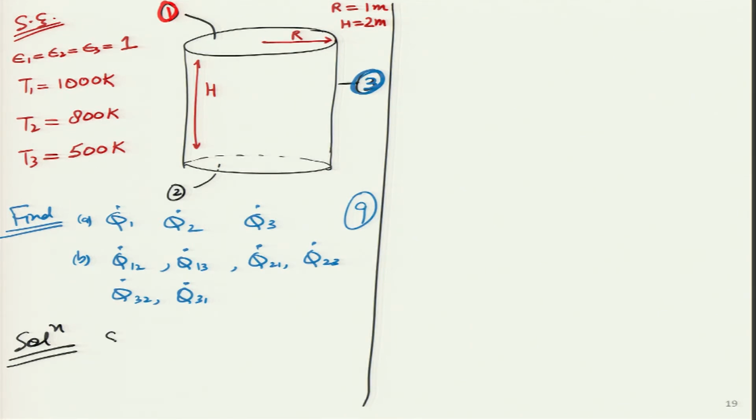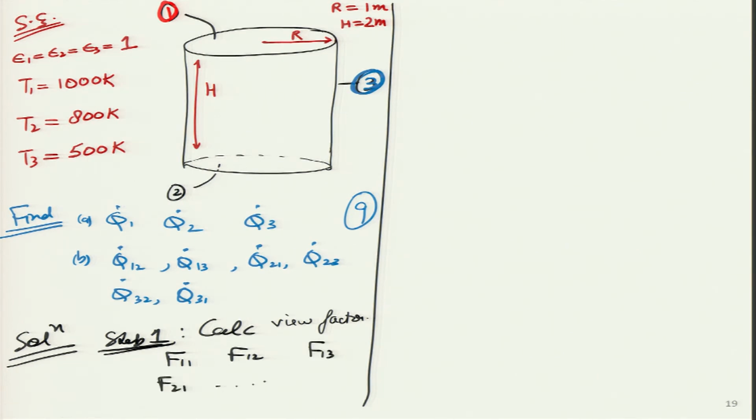So, the first step is that we need to calculate, in this particular case, all the view factors. So, I will write first step, calculate view factors. And what are the view factors I want to find? Again all the 9 view factors: F11, F12, F13, then F21, all the view factors I want to find. So, let me start with the view factors. Can I write some of the view factors very quickly? So, maybe I will write over here.